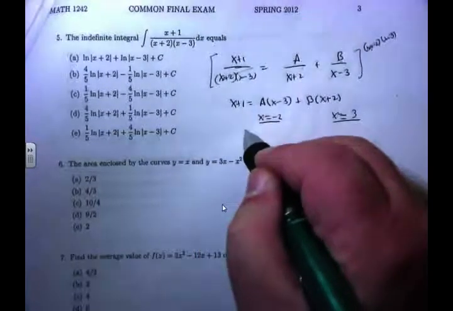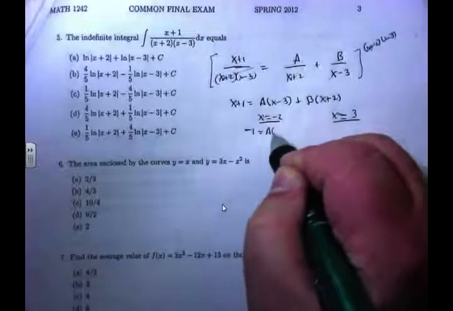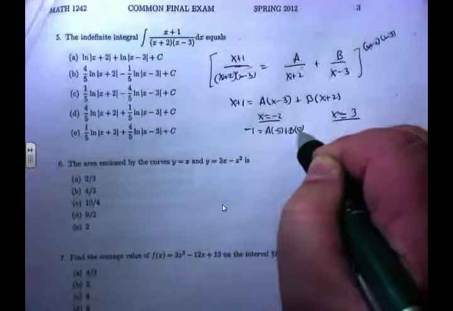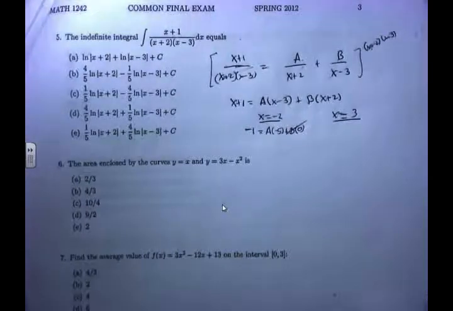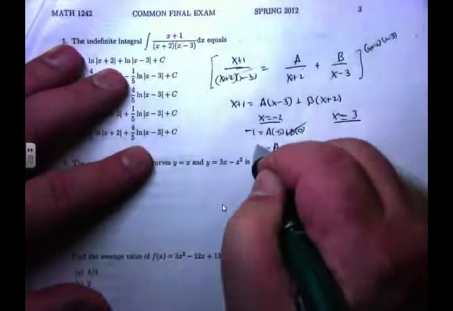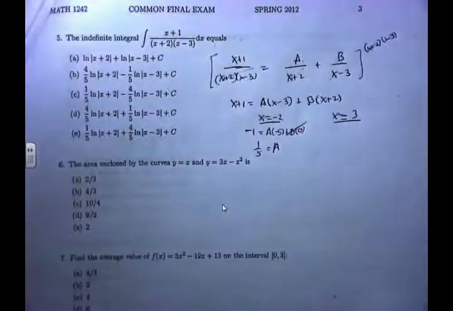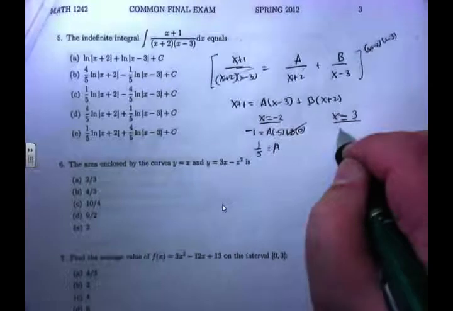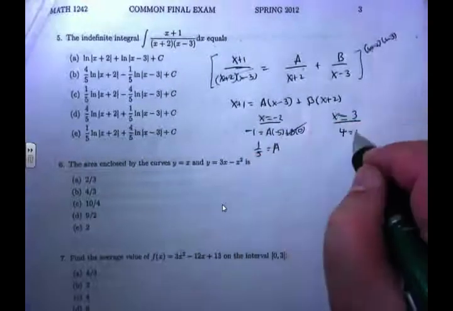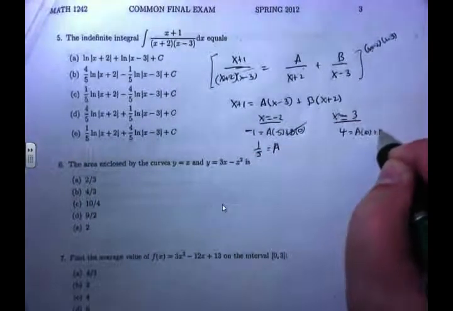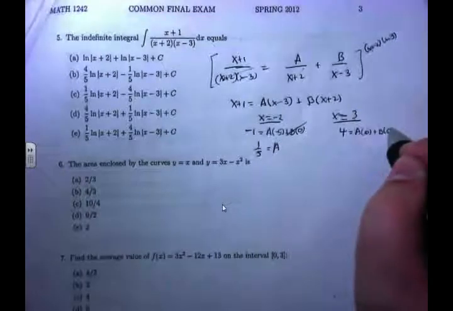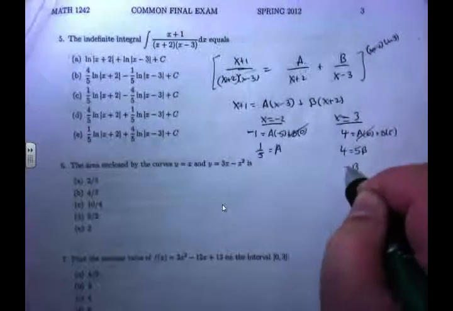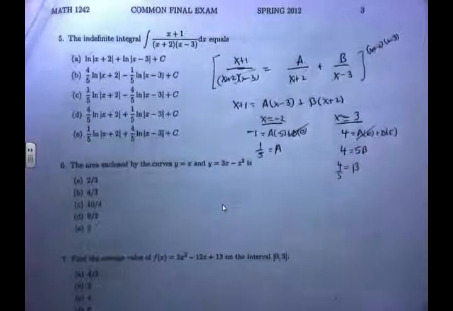I get negative 2 plus 1 plugging in, which is negative 1, is equal to a times negative 5 plus b times negative 2 plus 2 is 0, which goes away. Dividing by negative 5, a would be equal to 1/5. Does that make sense? Now I'm going to plug in 3. 3 plus 1 is 4, equals 3 minus 3 is 0, that's a times 0, plus b, 3 plus 2 is 5. This cancels, so 4 is equal to 5b, that makes b equal to 4/5.